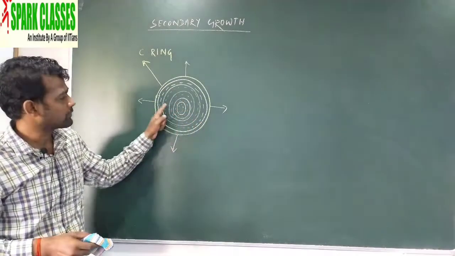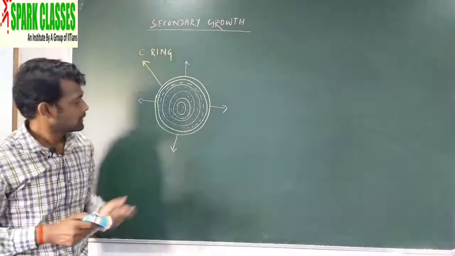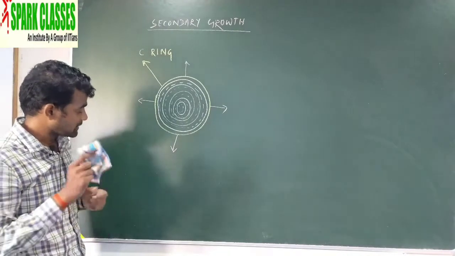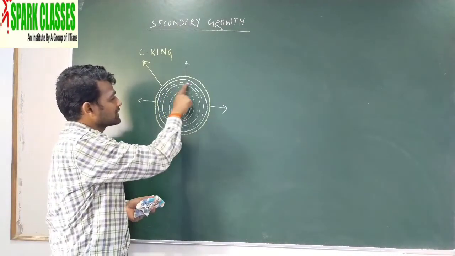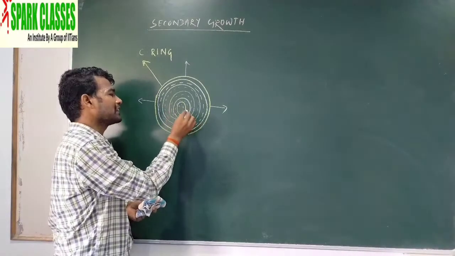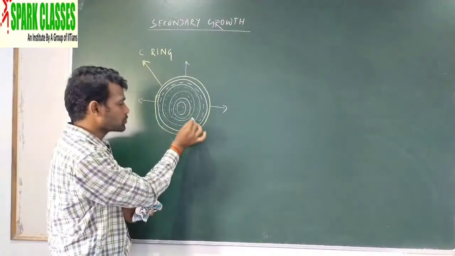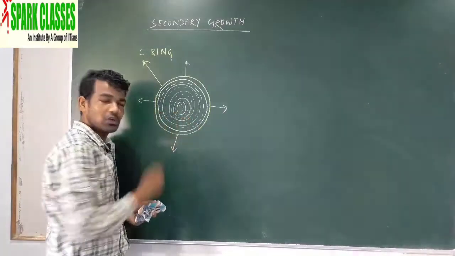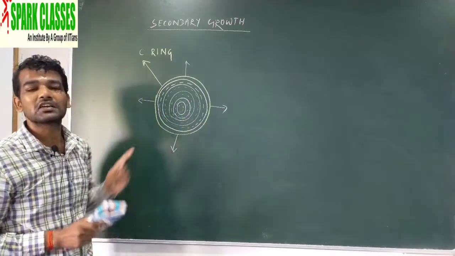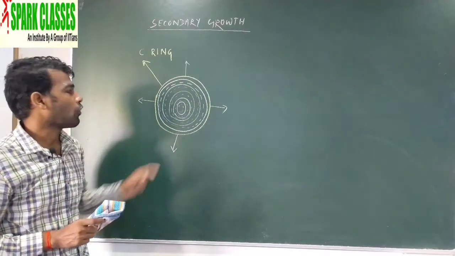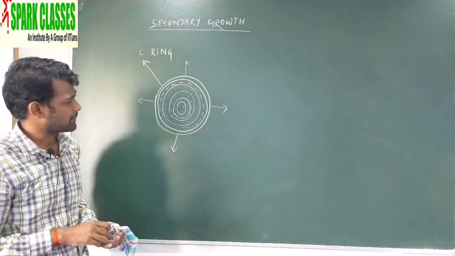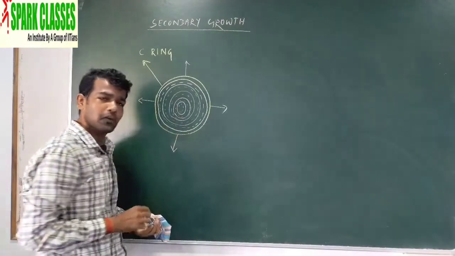If you count the number of rings, you can approximately predict the age of the plant, how much time it has passed in its life. But the important thing is that all these rings I have shown you, dark ring, light ring, early wood, late wood, everything produced inside the ring constitutes the secondary xylem. All are called secondary xylem or wood.